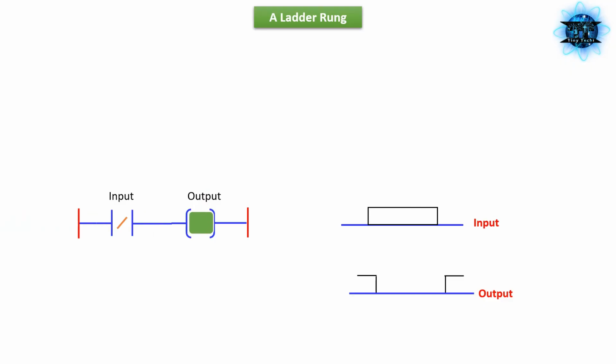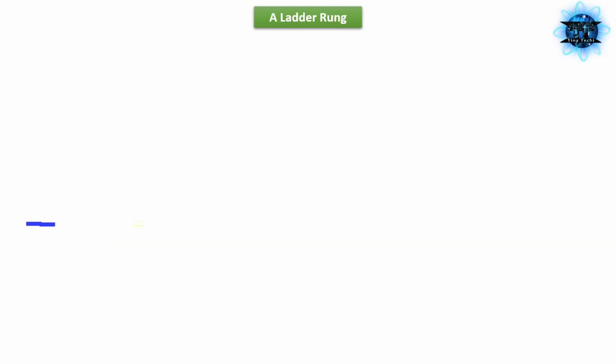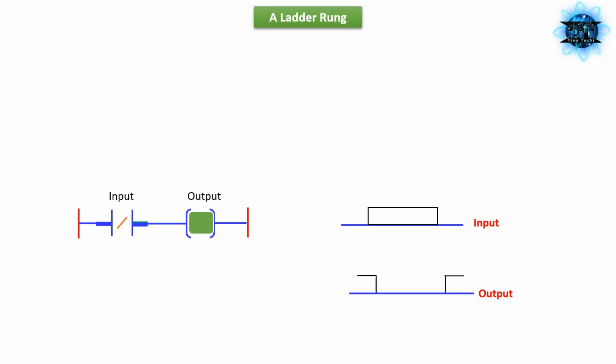Normally closed contact. Initially, the input or contact is in closed state. The corresponding output or coil is in active mode. Whenever the input is applied to the contact, the corresponding output or coil goes to inactive mode.